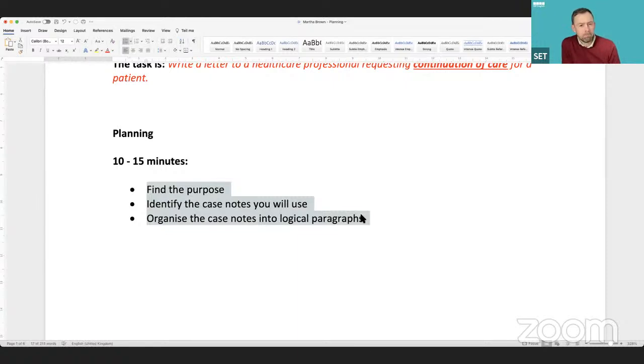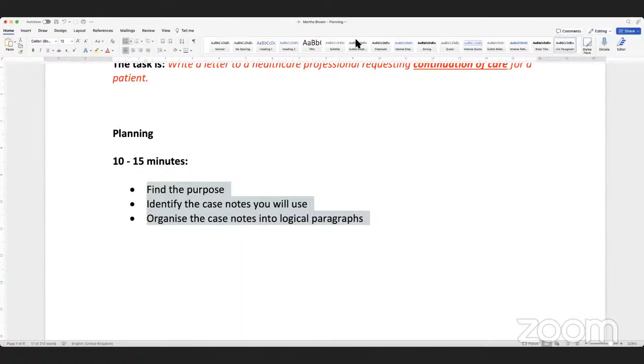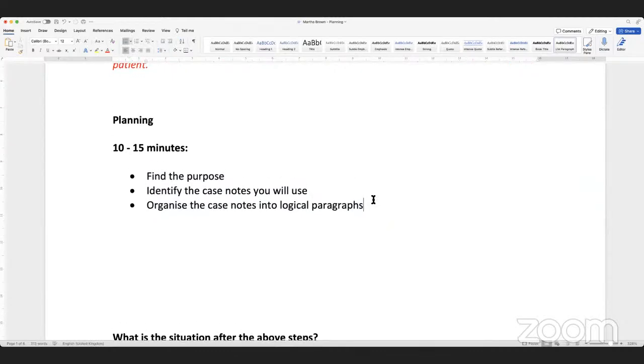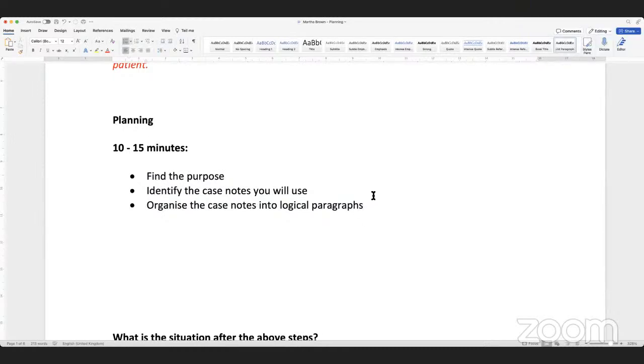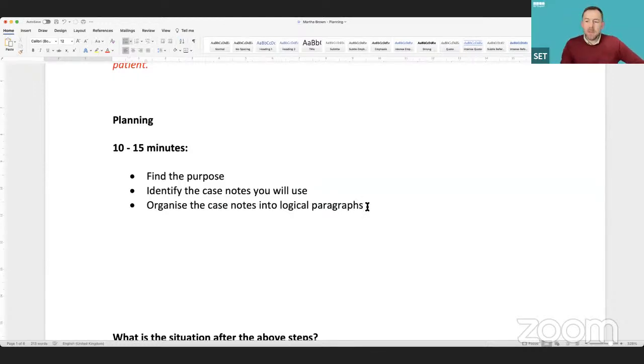Anybody? Is that a good approach? Yes. Rita, why is that a good plan? Because when we are identifying why we are writing it, the main purpose, that's the main idea behind it. And secondly, we are identifying the case notes. So we want to identify why, and we are organizing it, like bringing out the layout of why we are writing all this. Yeah, and it needs to be organized, doesn't it?